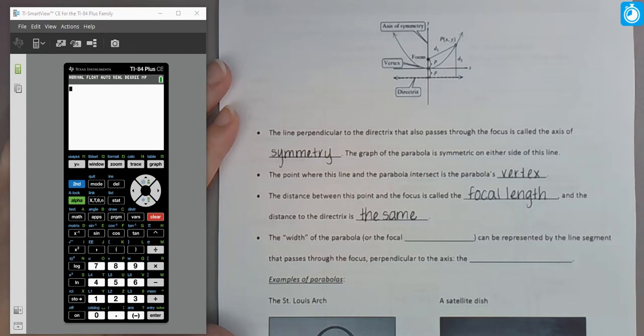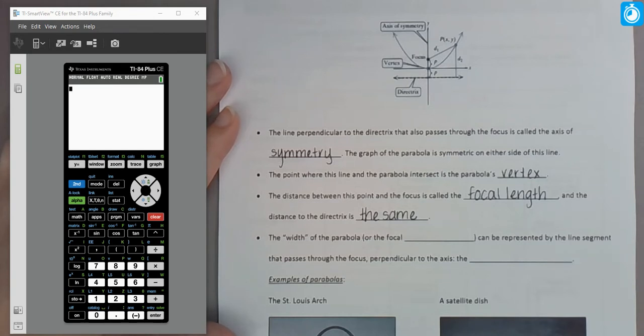Because we can have any, or not a focus, excuse me, a vertex. We can have anything centered at that particular vertex that's symmetric across that line. We have infinitely many parabolas that look like that. But using the focus is what's going to help us get the actual shape of our graph.